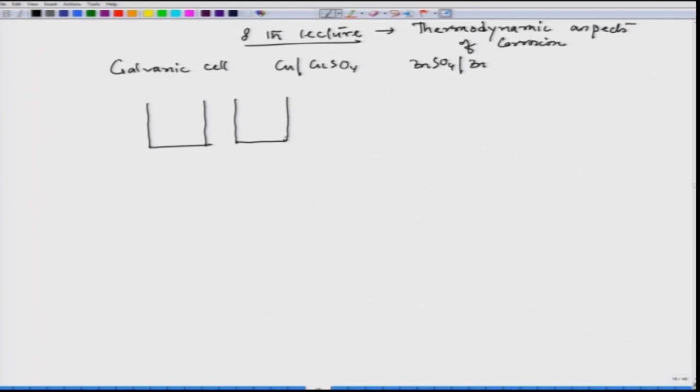two containers, and in this container we have copper sulfate solution, in this container we have zinc sulfate solution, and there we dip a copper plate and here we dip a zinc plate. So, this is zinc, this is copper. Now, in order to make it a complete cell, we have to have a salt bridge. This is the salt bridge.